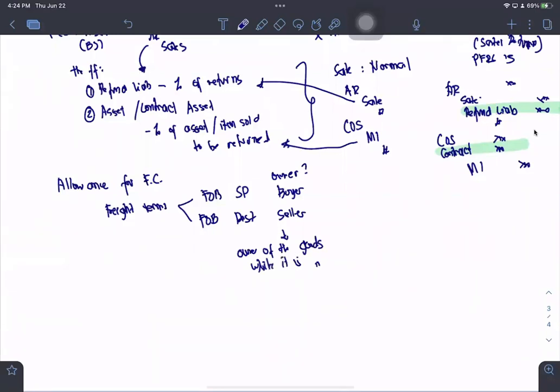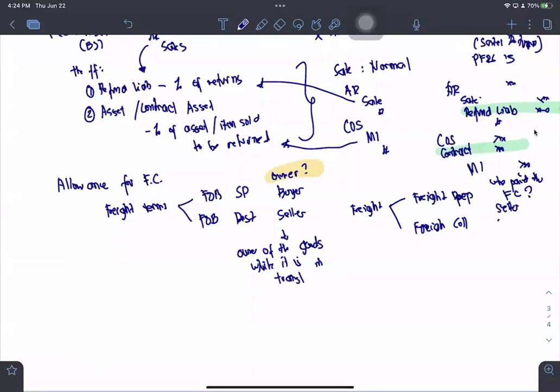While it is in transit. Okay? So, as your FOB shipping point and destination, this determines who owns the goods while it is in transit. Next, freight charges. For freight charges, we have the so-called freight prepaid and freight collect. So in a freight prepaid, this determines who paid the freight cost. In freight prepaid, it is paid by the seller. In freight collect, it is the buyer.